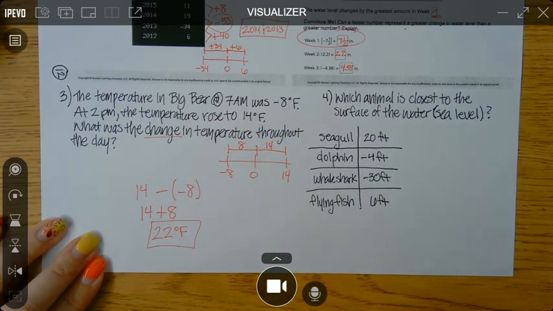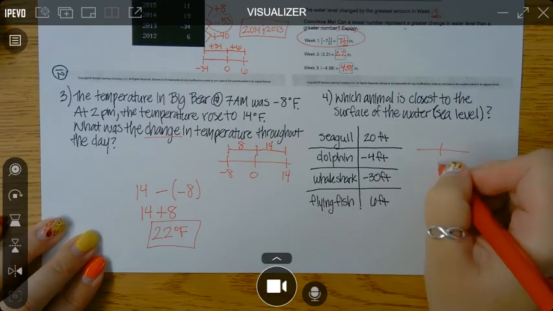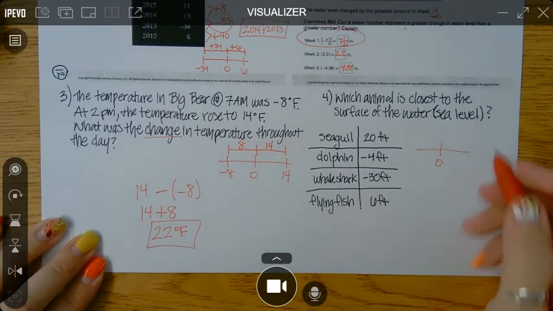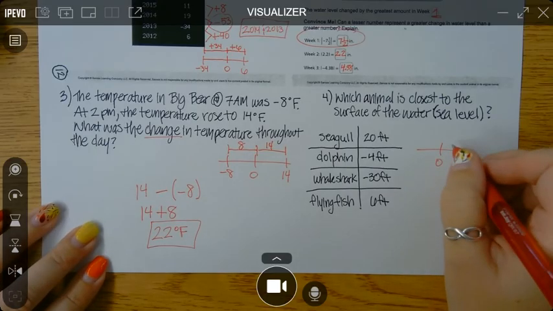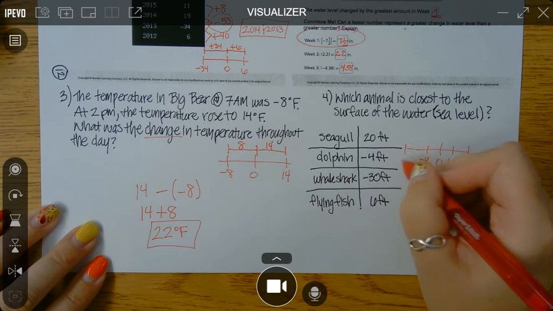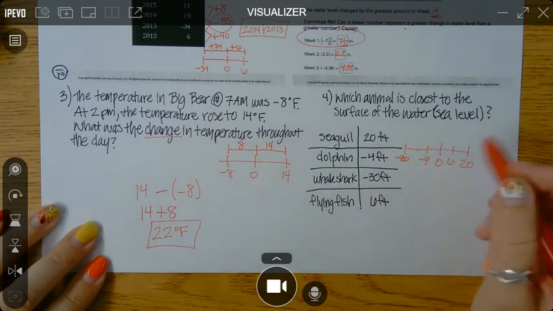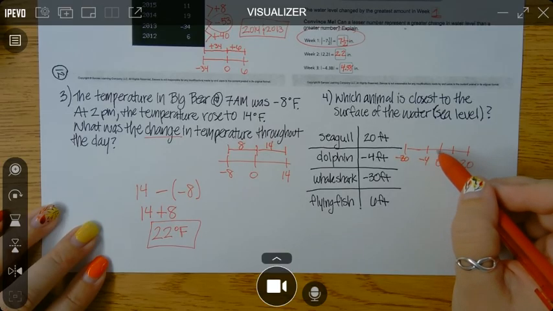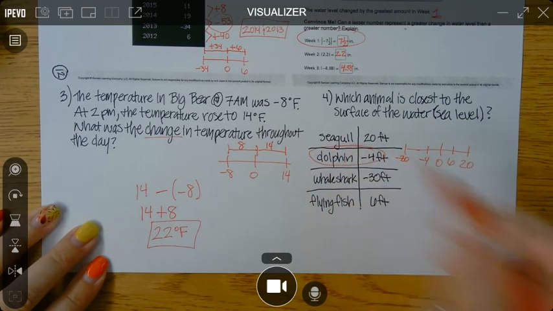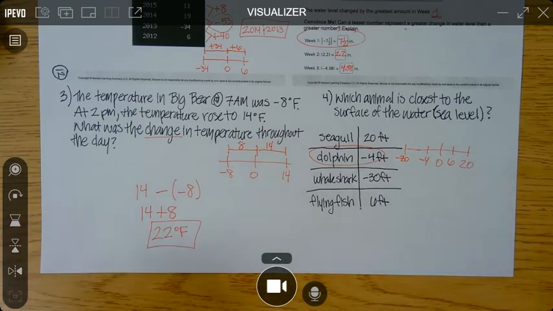Okay, which animal is closest to the surface of the water or sea level? Okay, so essentially, where's sea level? Yeah, that's 0. So which one is closest to 0? You have 20 feet is about here, 6 feet is there, and then negative 4 feet and negative 30 feet. So who's the closest to 0? Well, this one's 6 away, this one's 4 away, so the dolphin would be the closest to 0 or sea level. There you go. Hopefully you did pretty well on these.